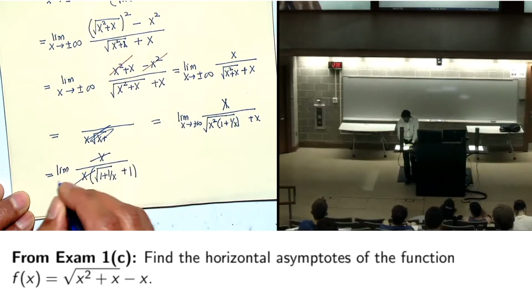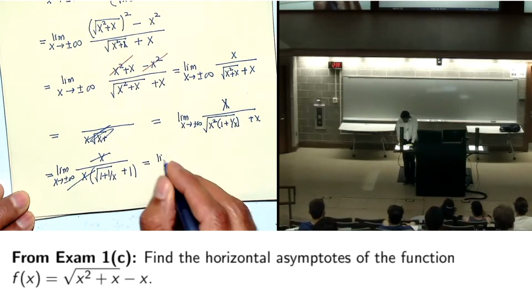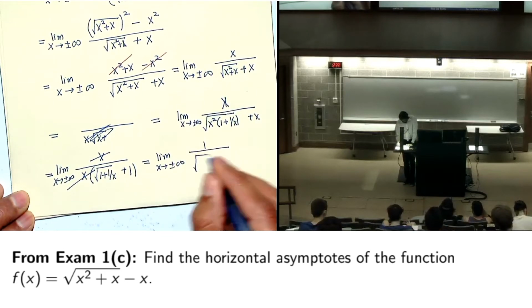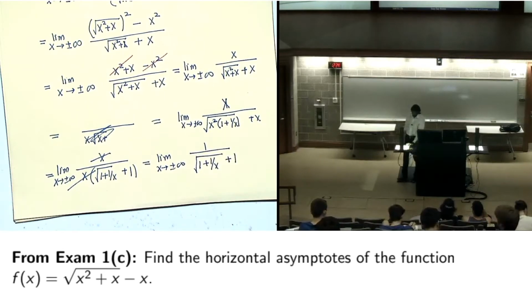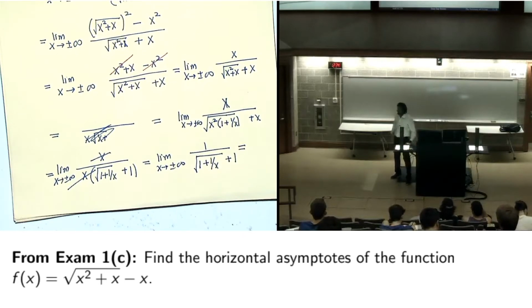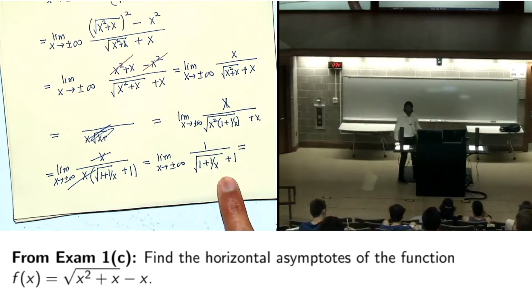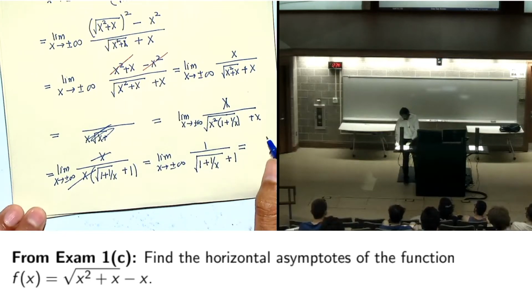So the limit as x approaches plus or minus infinity, I'm going to write one more time, and this is the last time: 1 over 1 plus 1 over x plus 1. Now is the punchline. If x goes to positive infinity, 1 over x goes to positive 0. It will approach 0 from the positive side. So if x goes to positive infinity, this quotient is going to be 1 over 1 plus 1, because this term is 0.